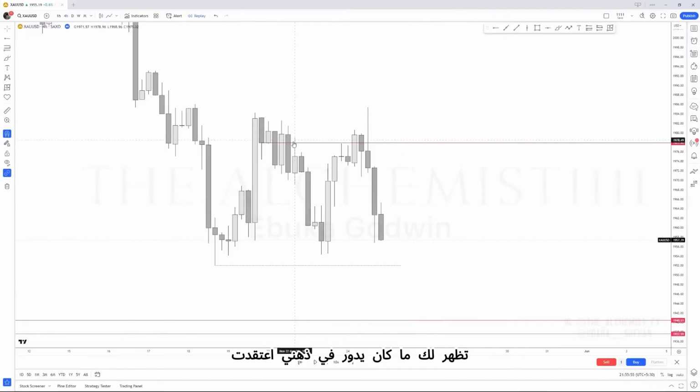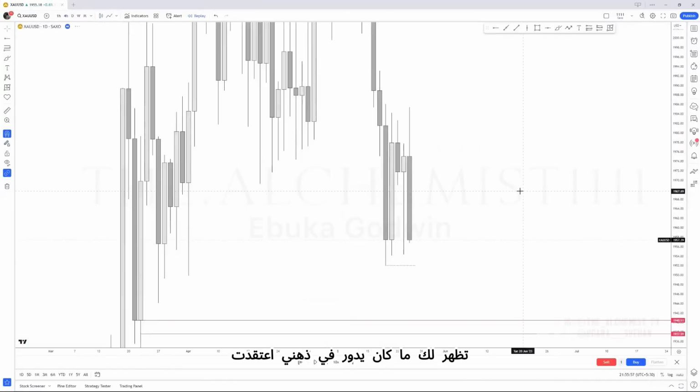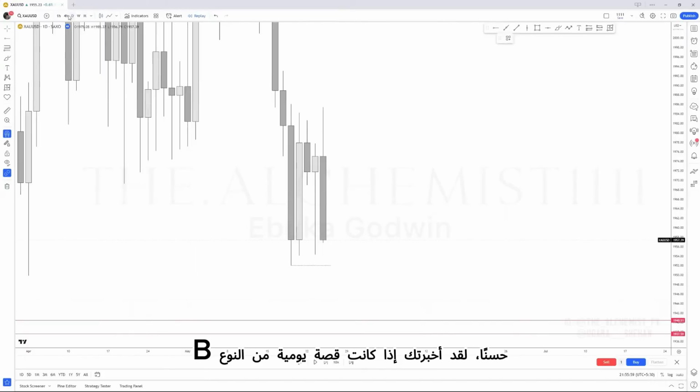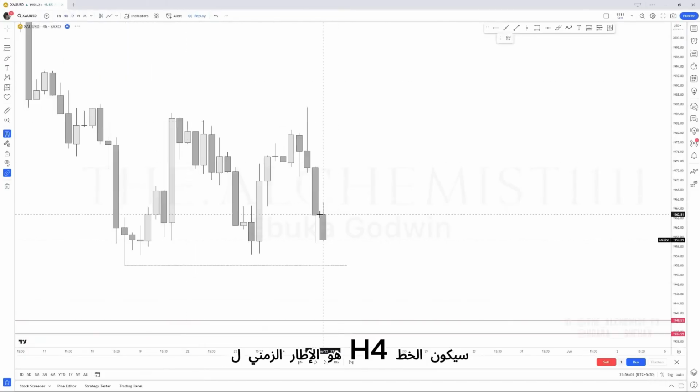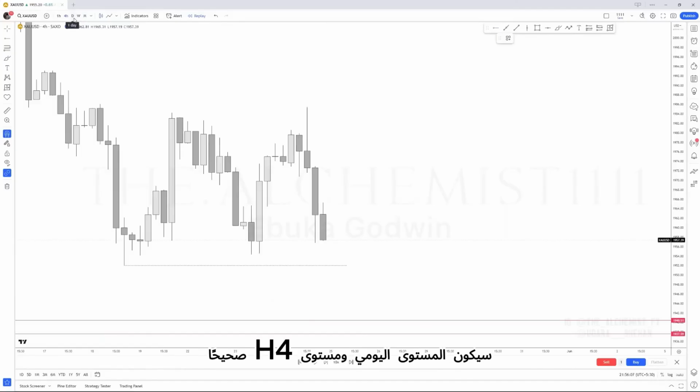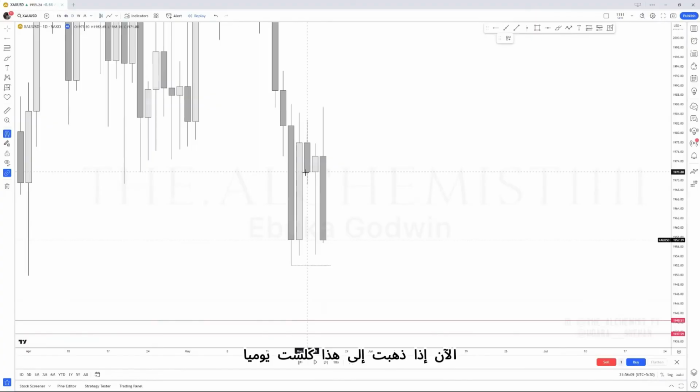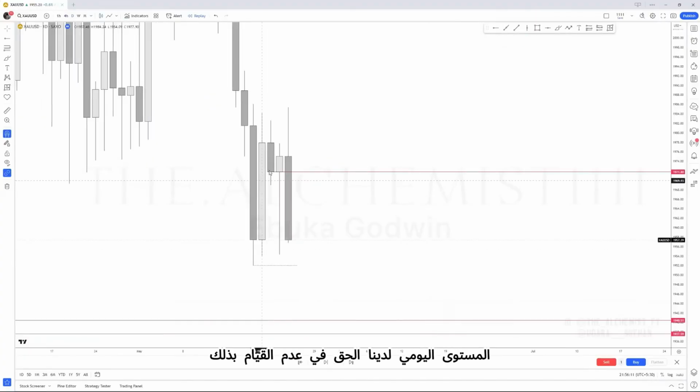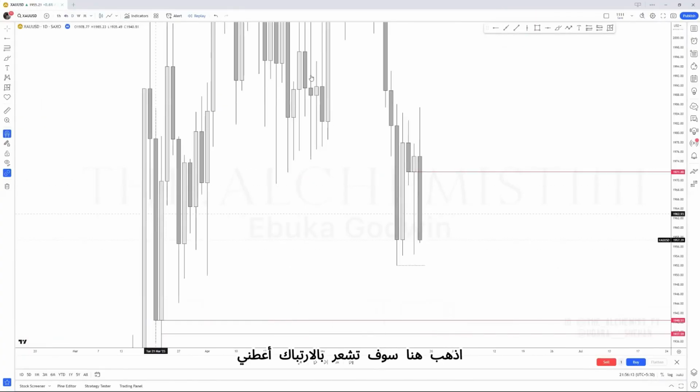Okay, so now let me show you what I had in mind. I told you if it's a daily bearish storyline, H4 will be the time frame for entries. But I told you the best entry will come, the best zone to pay attention to will be the daily and the H4 level. Right now, if I go to daily, it's the closest daily level we have, right? Don't go here, you will get confused. Give me a second.